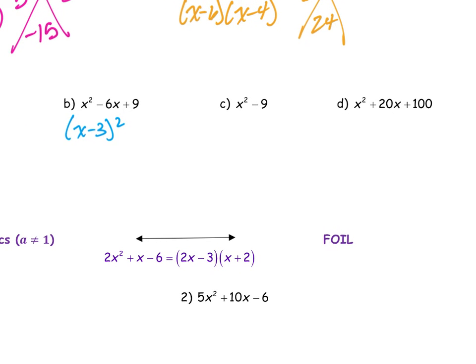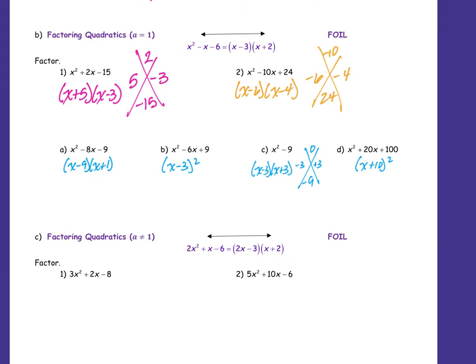C, this one, I need two numbers that multiply to be -9 and add to be 0. So that's -3 and +3. So this one should be x minus 3 and x plus 3. And then the last one should be x plus 10 squared. Okay? Okay, awesome. All right, so that's the easy factoring, right?